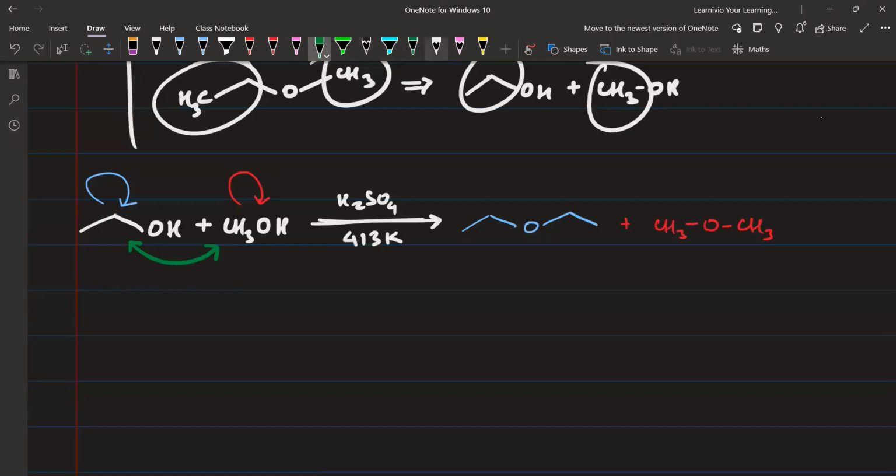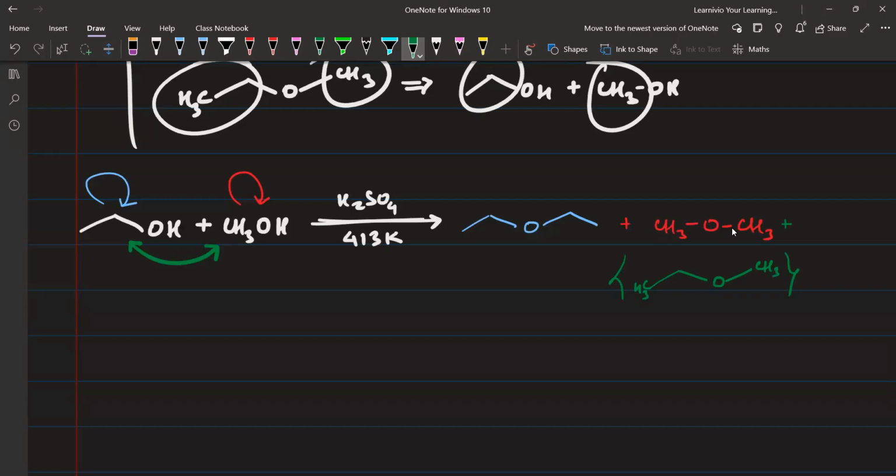And then they are going to form two carbon atom oxygen, and then we will get one carbon atom carbon, CH3. This is the required product. But we have got two extra products.